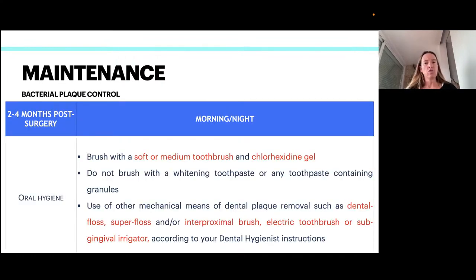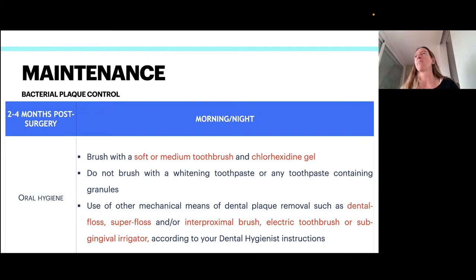So after the 2 months appointment, the patient will start to use a soft or a medium toothbrush and can now use chlorhexidine gel or start to use normal toothpaste, but not a whitening toothpaste or toothpaste with granules, okay? Besides this, they can also use dental floss, super floss, interproximal brushes, and can start to use the electric toothbrush and the subgingival irrigator according to the instructions of the dental hygienist.